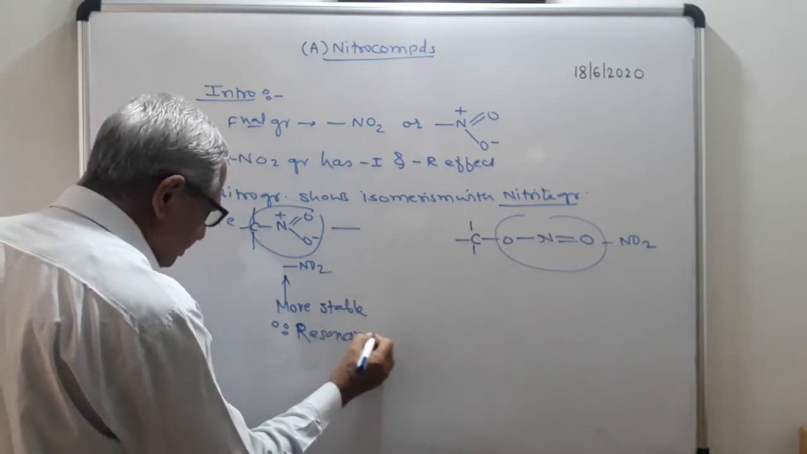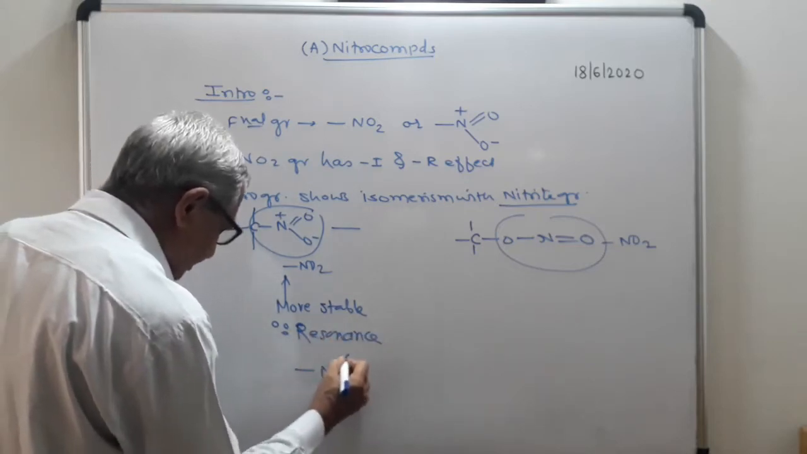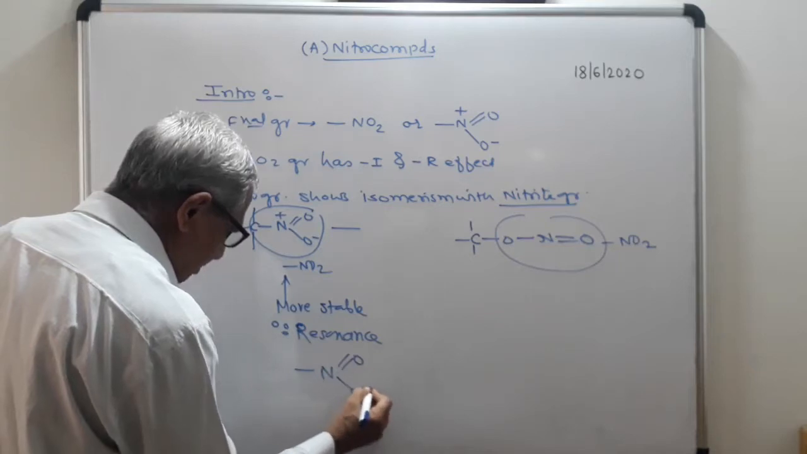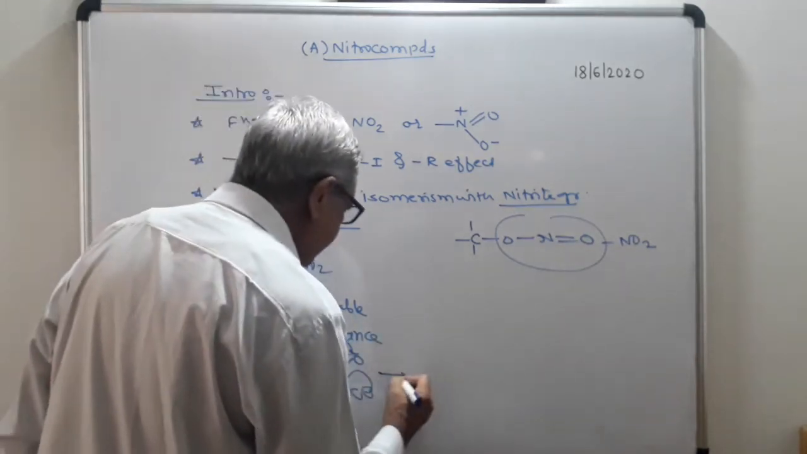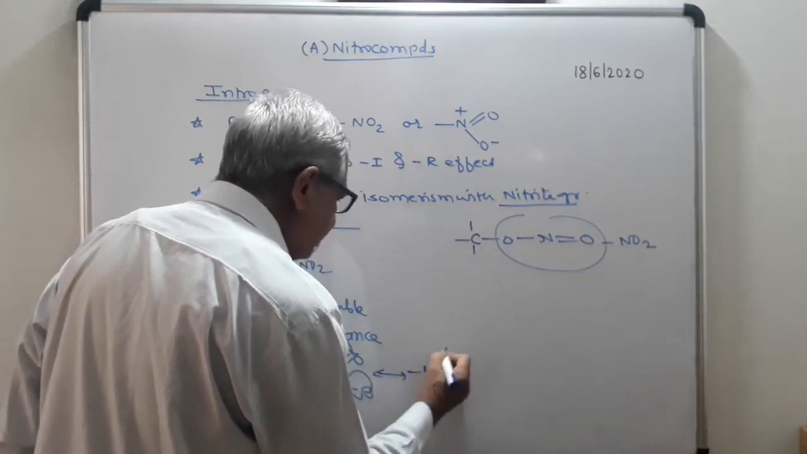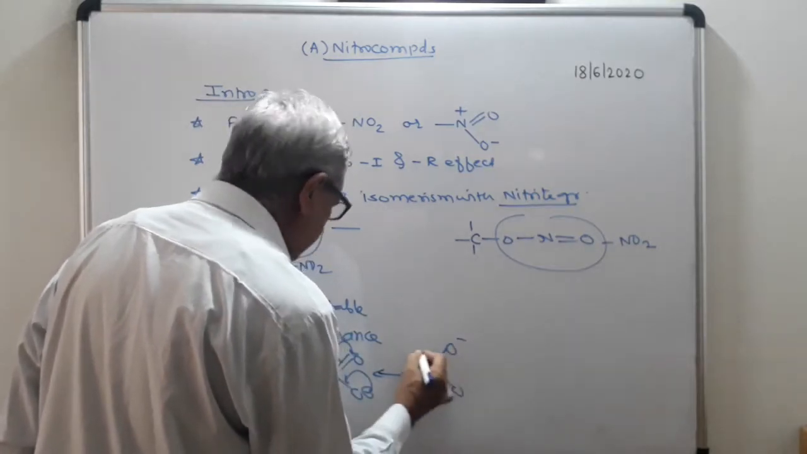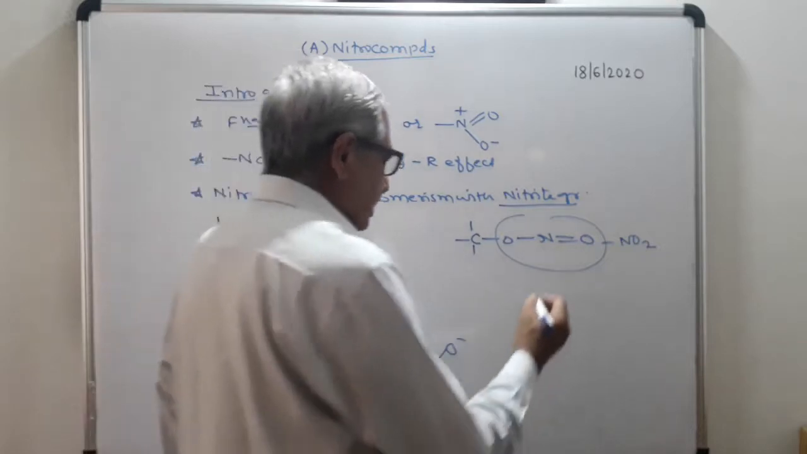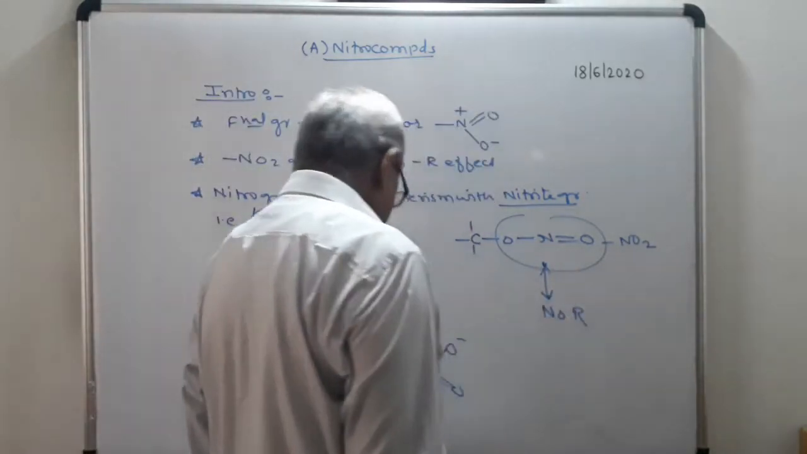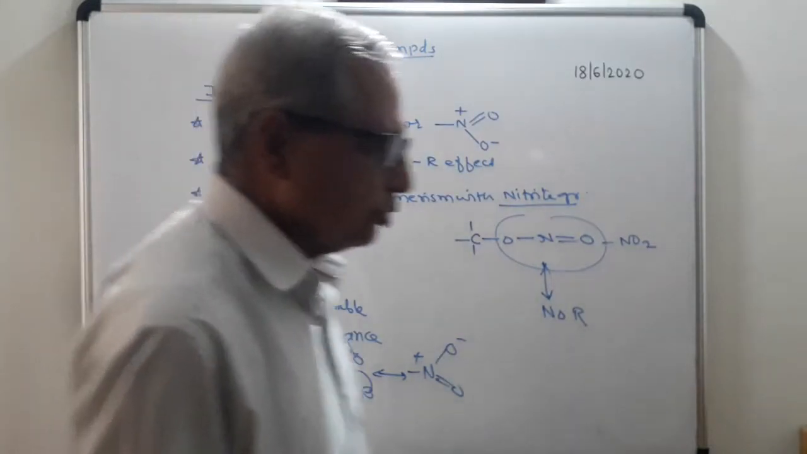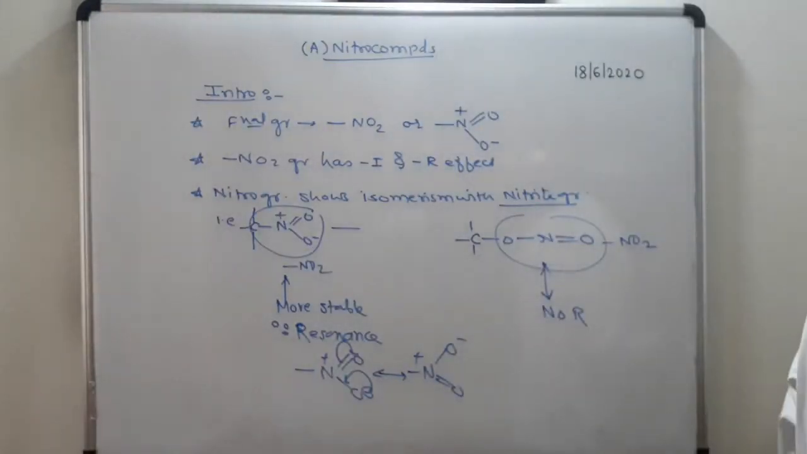I will indicate the resonance of the nitro group. N double bond O, O minus. You can shift this one here, this one here. You will get the next resonance structure, N, O minus, double bond O, with positive charge. In this case, no resonance. R stands for the resonance. So these are the important points here.